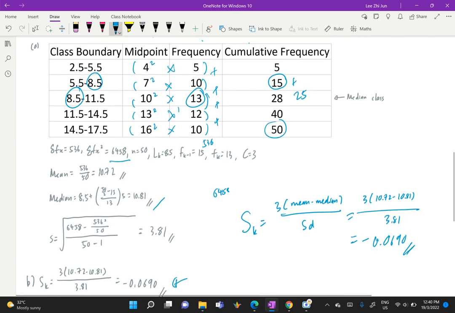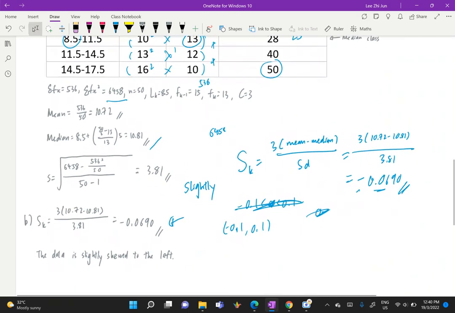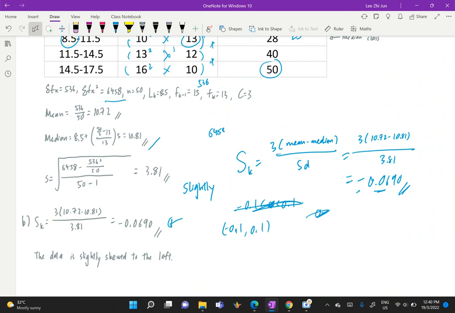So I need to interpret my answer. You see, it lies between negative 0.1 and 0.1, and it is negative. So I need to use the term slightly. So the data is slightly skewed to the left, or slightly negatively skewed. So here's the answer.